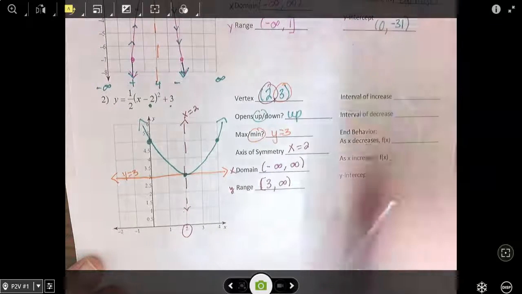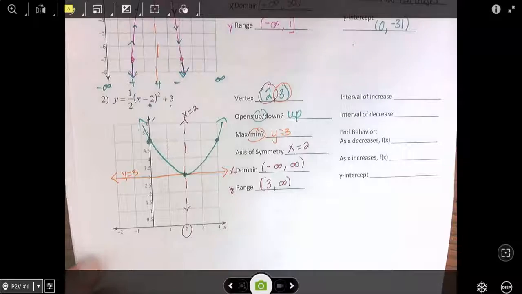All right, intervals of increase and decrease. This was new stuff that we did yesterday.